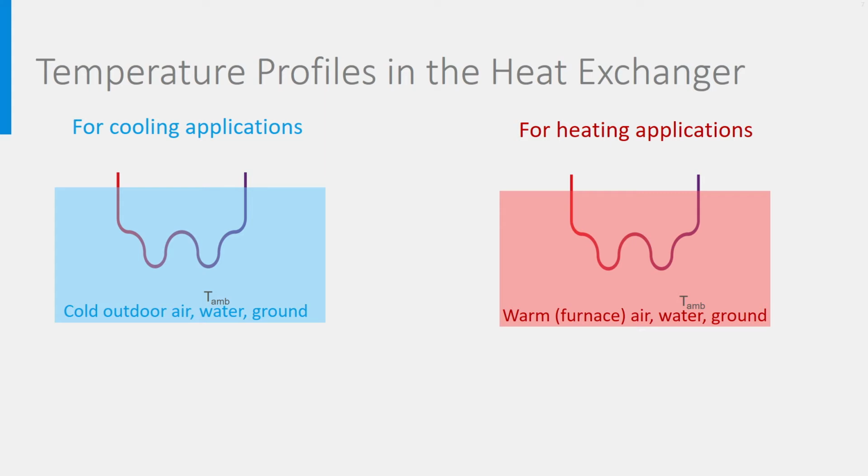Let's look a little bit more at what happens in the heat exchanger pipe. We are looking at heat exchangers immersed in a heat source of constant temperature T ambient. Think for instance of outdoor air or a river, a lake or the ground. A furnace maintained at constant temperature can also be considered as such a reservoir.